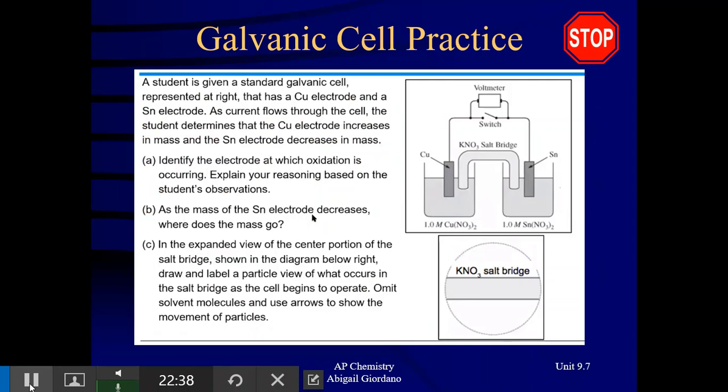So this is a problem that is very similar to the one that we were just looking at. This one, you'll notice, does not have arrows indicating which way the electrons are flowing, but if you read the question carefully, there is a way that you can figure it out. So I want you to pause your video and see if you can figure this out.